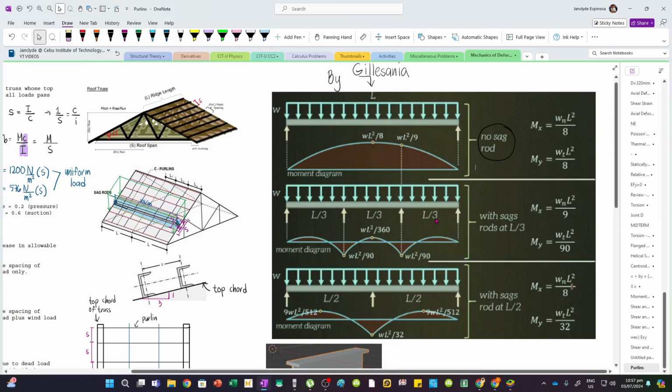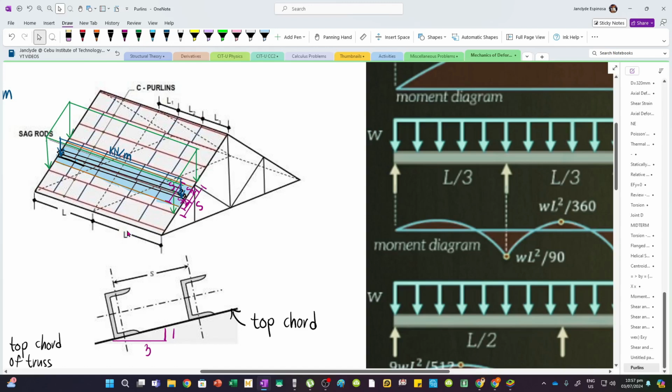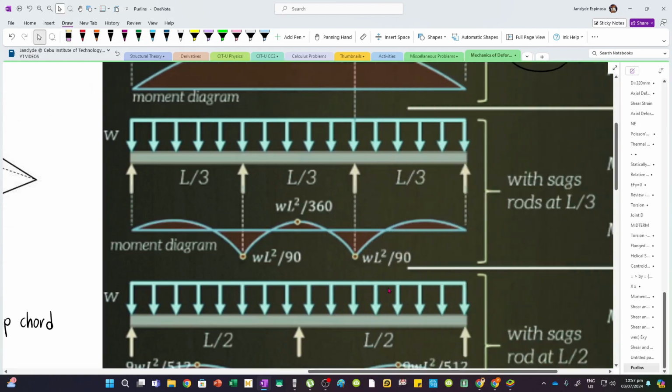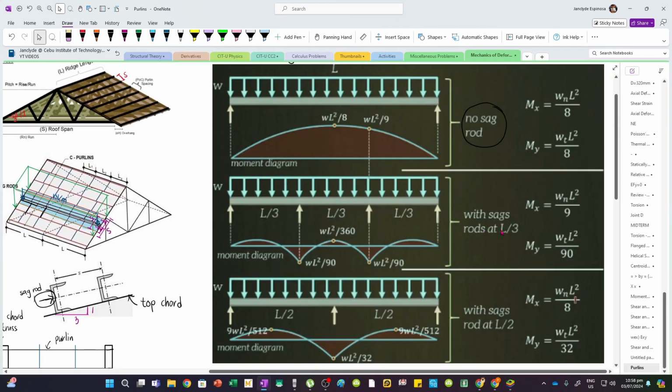However, if you have sag rods, diba, it will help the y-axis resist bending. Kasi diba, yung sag rods, nagsusupport kasi yan dito. Parang nag-a-add yan ng support dyan. This is from the sag rod. So that's why the moment will be lesser kung merong sag rod. So kung merong sag rods daw at L over 3, meaning you have added supports right here, then you're gonna use WL squared over 9 for the bending about X, and then WL squared over 90 for the bending about Y. Dapat kasi magkatugma yung dalawa.